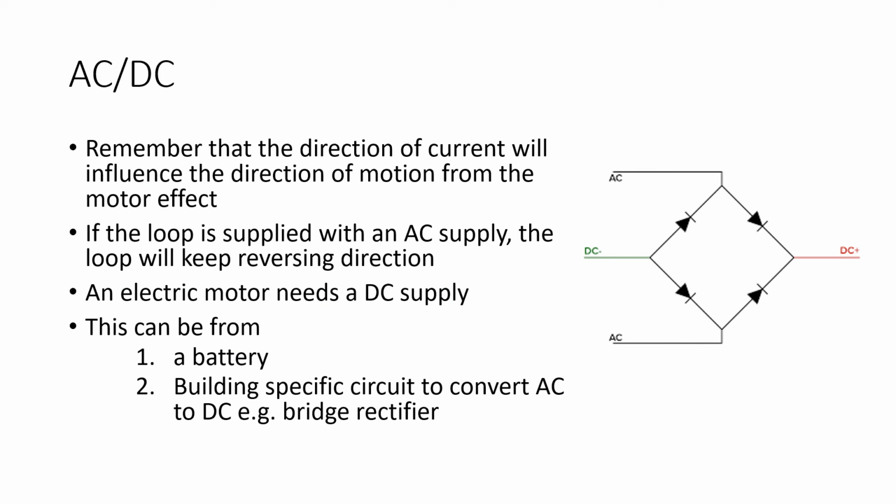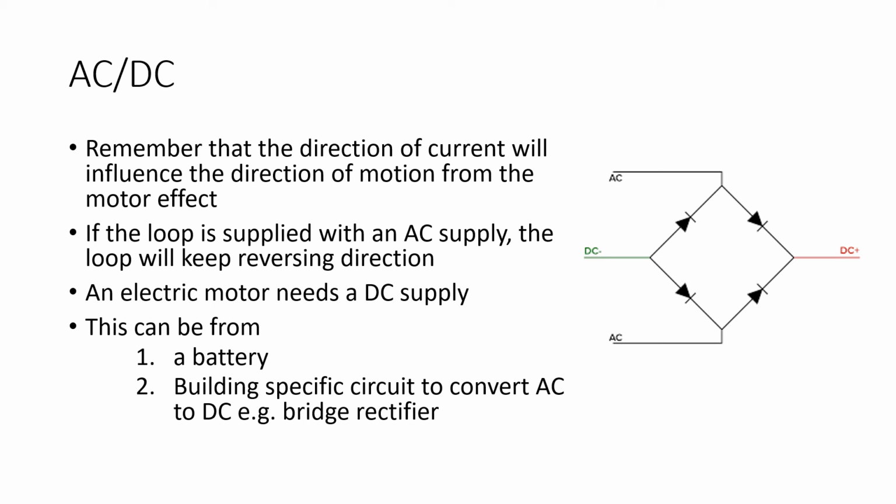Just remember, when we're talking about electric motors, we have to have a DC supply. An alternating current would cause the current to flow in one direction and then the other, and as a consequence we'd have the same problem as we had previously without the split ring commutator.